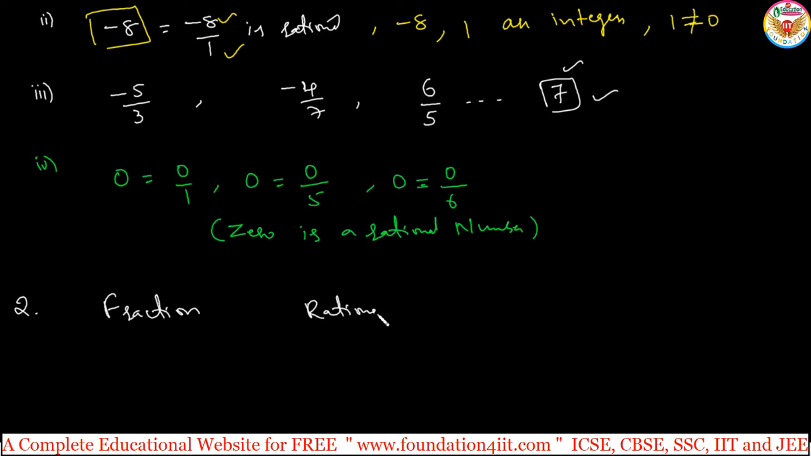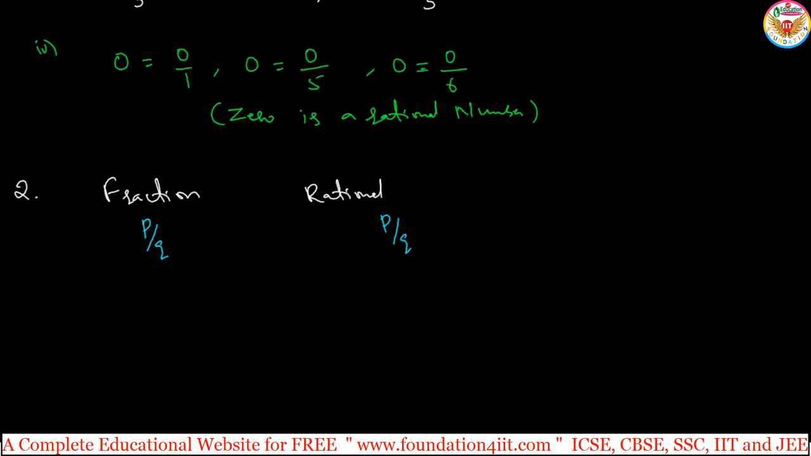So rational number, we already did, is in p by q form. A fraction is in p by q form. A rational number also is in p by q form. But p and q must be whole numbers, only the positive. So p comma q are whole numbers, not negative. Here p comma q are integers. Okay, that is the difference. Integers means even the negative numbers are there, and positive numbers also.